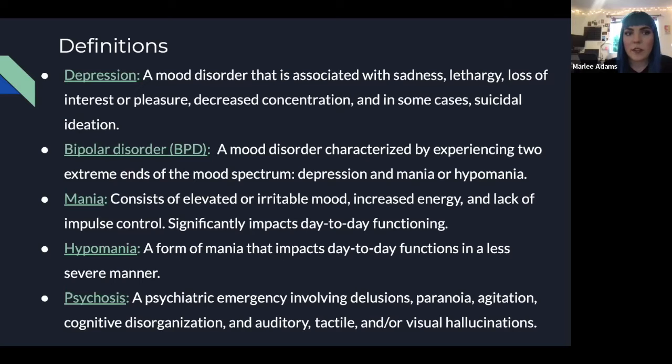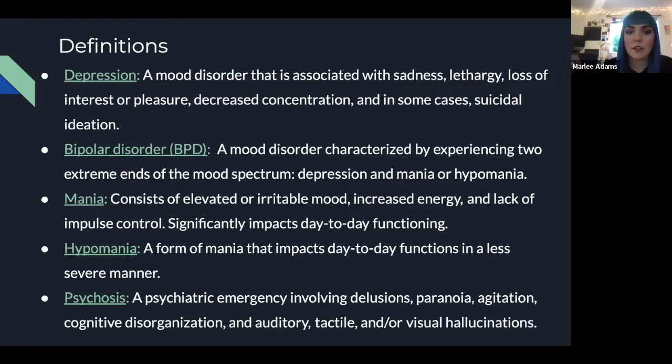Depression is the one that I think most of us are most familiar with. It is a mood or a mood disorder that is associated with things like sadness, lethargy, loss of interest or pleasure, decreased concentration, and in some cases, suicidal ideation or intent. Now, bipolar disorder does involve depression, but it also involves mania or hypomania. So it's a mood disorder characterized by both ends of the mood spectrum.